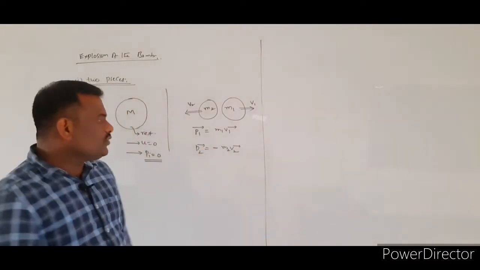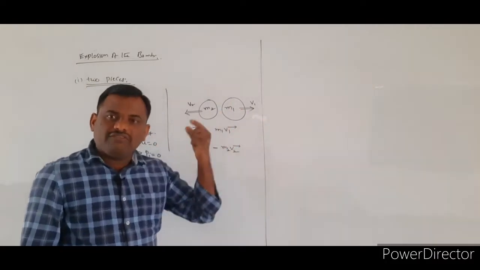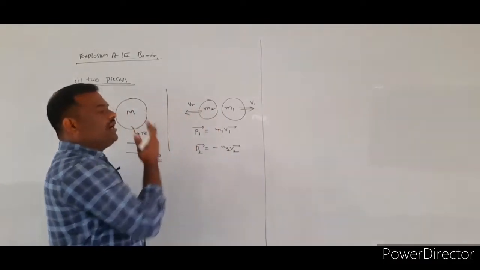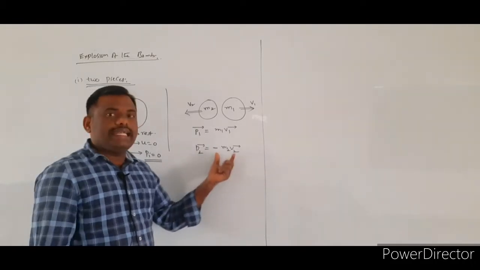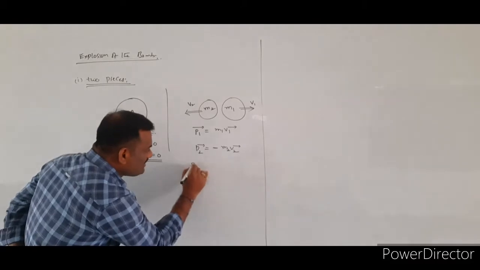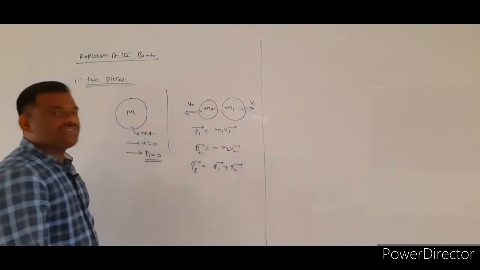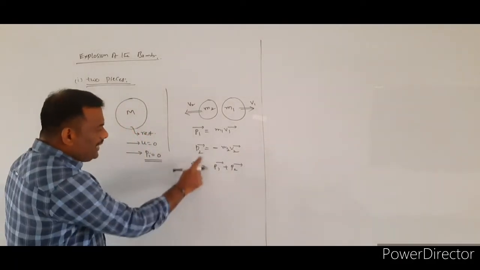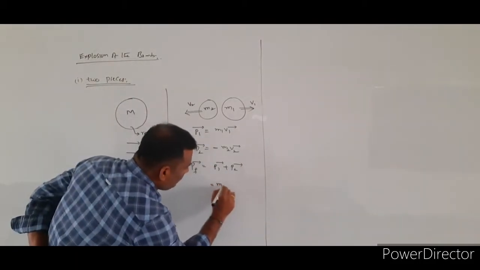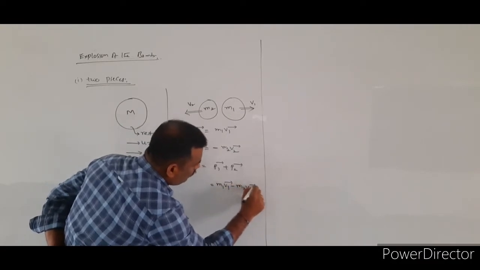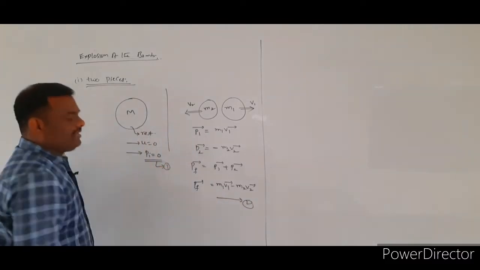Why are we placing the negative sign? With respect to the first piece, the second piece will be moving in the opposite direction. That's why, since momentum is a vector quantity, we assign the negative sign. So the final momentum is the sum of the individual momentums. Pf bar is equal to P1 bar plus P2 bar. Substituting the values, m1 v1 bar minus m2 v2 bar. So this is the expression for the final momentum.